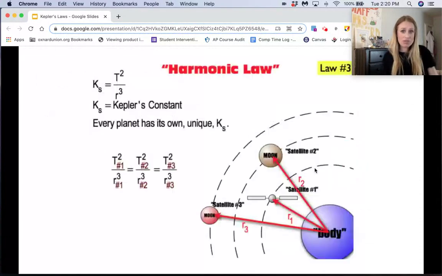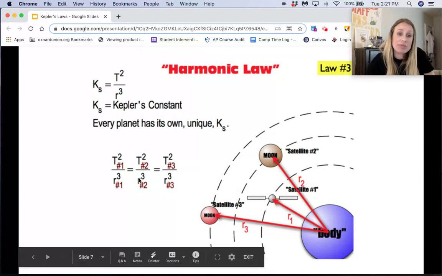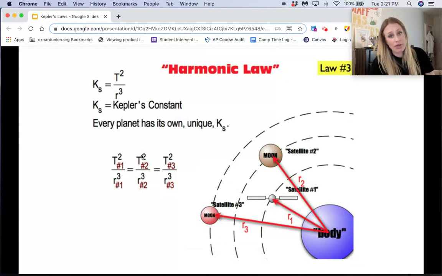Okay, so with Kepler's constant, we can then find a period for another satellite, or maybe a distance r for another satellite. So say you knew the period of one of Jupiter's moons and the r distance for that moon. Well, if you knew the r distance for another of Jupiter's moons, you can then solve for the period of that second Jupiter moon. Because again, this Kepler's constant, this period squared over r cubed, is going to be the same for every single satellite that orbits the same central body.